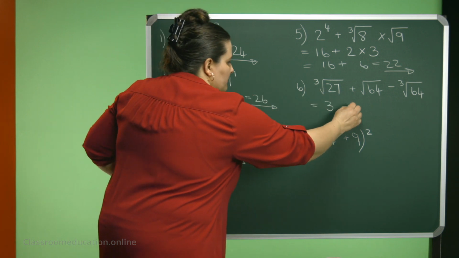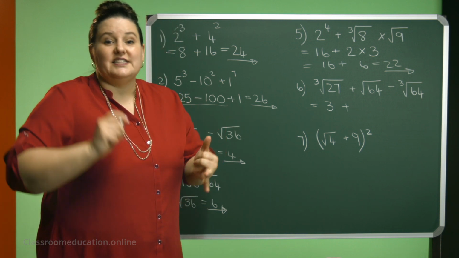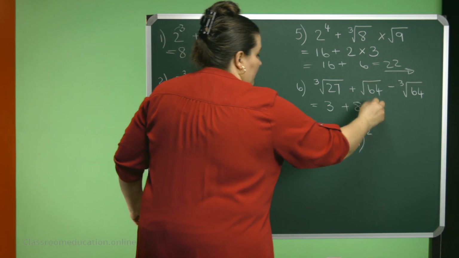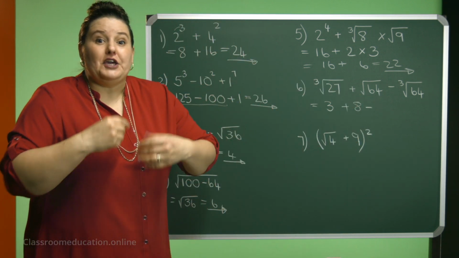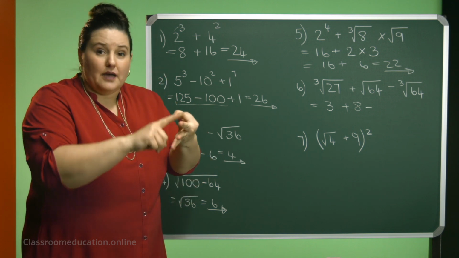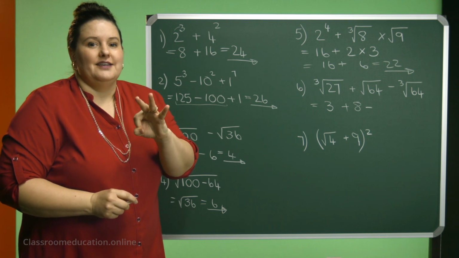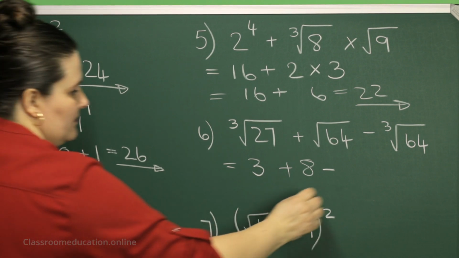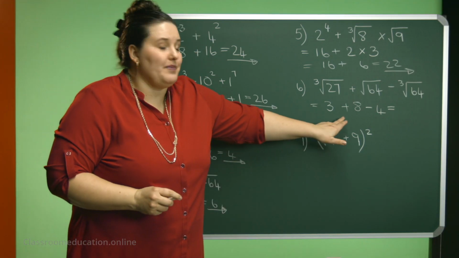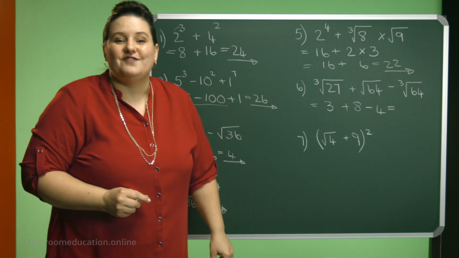Plus the square root of 64. What times what is 64? 8. Minus the cube root of 64. What times what times what is 64? And boys and girls, you need to know that. It is 4. Okay, so I can say 3 plus 8, it's 11, minus 4 will give us an answer of 7.